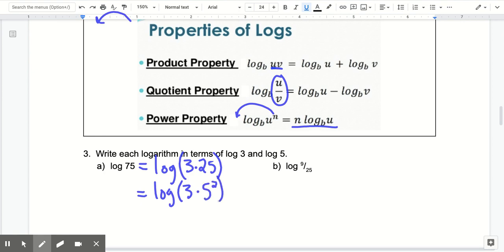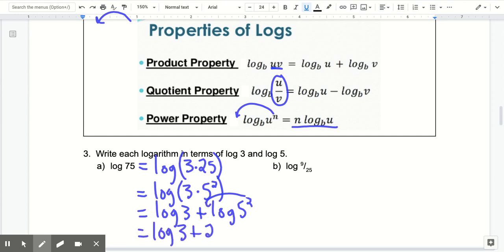And now that's multiplication, so I can split that up into addition. So this is going to be log 3 plus log 5 squared. And then my last step is this exponent can come down in front. So this is the same thing as log 3 plus 2 log 5. Okay. So now I've rewritten that in terms of log 3 and log 5. Let's play a similar game with this one.